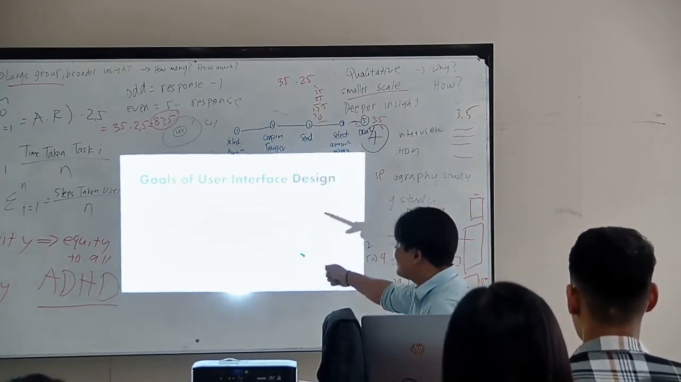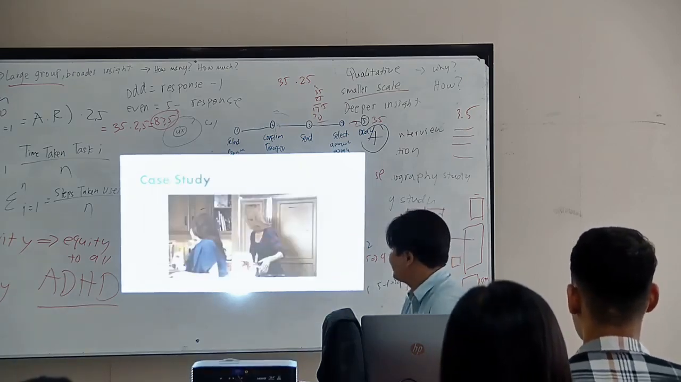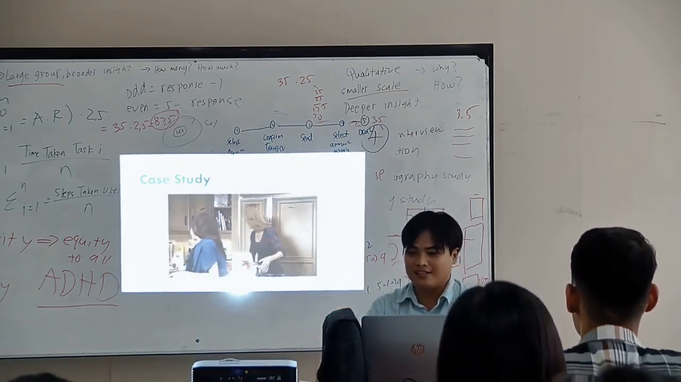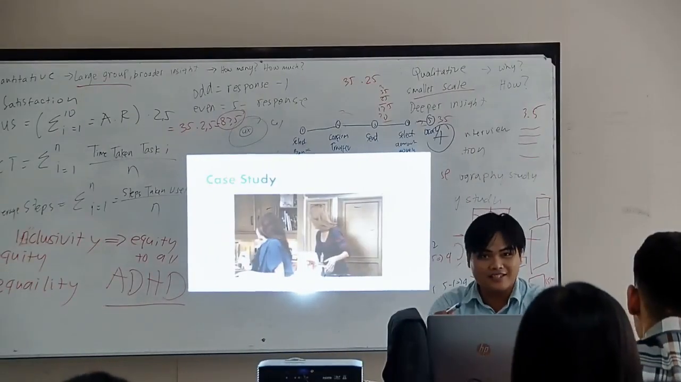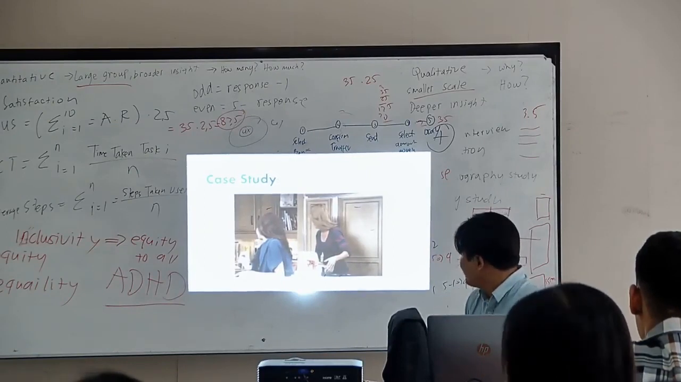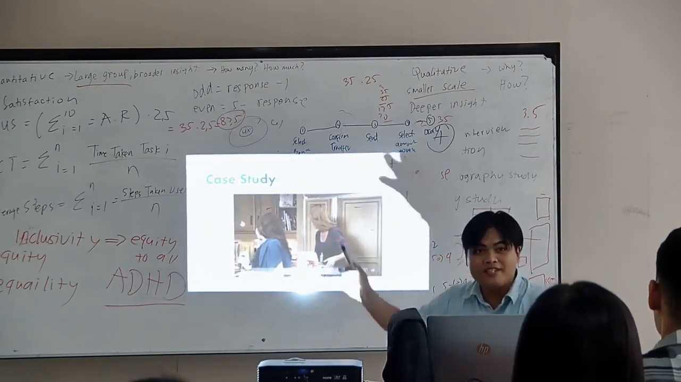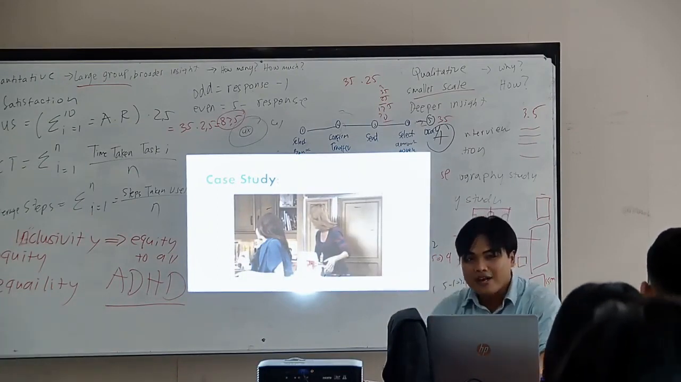Robust means reliable across different kinds of accessible technology. Let's say we have a case study about ADHD. Do you know ADHD? Let's say we will help these people with ADHD with UI design.